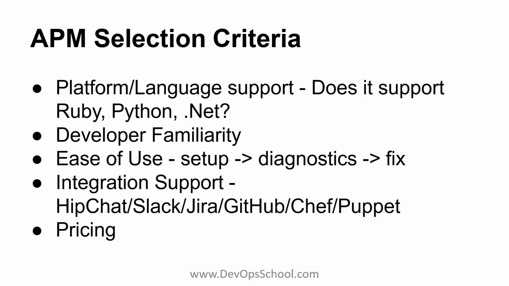Instead of checking on Google what is the best APM tool, just check what language support you need, whether your developers are very friendly with the tool or not, the ease of use, setup, diagnostics, and fixing, and whether integration support is there, like automation with Chef, Puppet, Ansible, and integrations with Slack, Jira, GitHub, and whether it is pocket friendly or not.